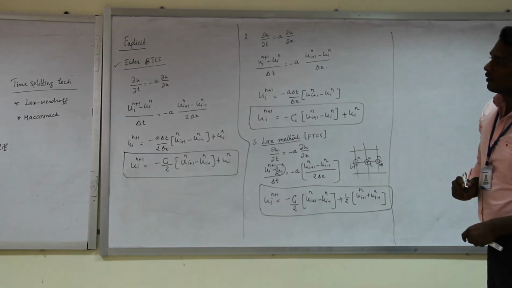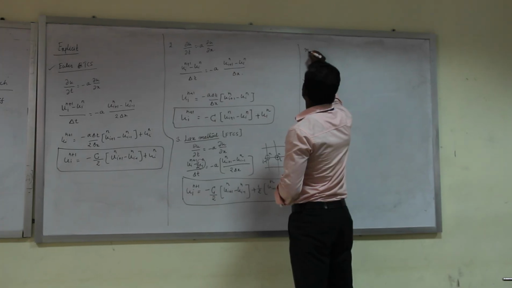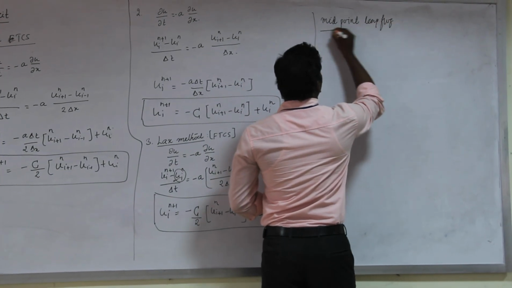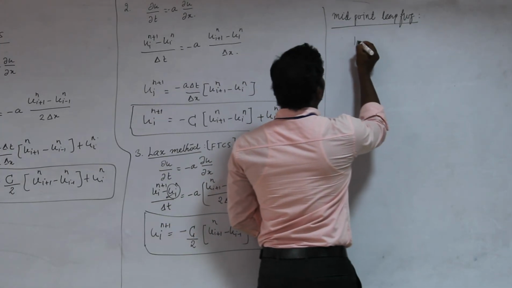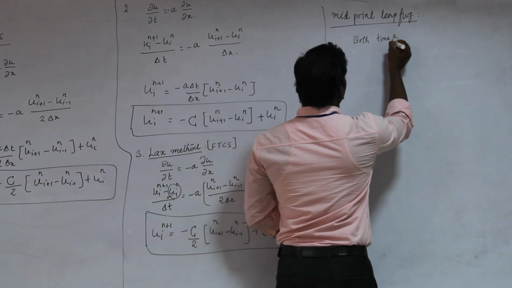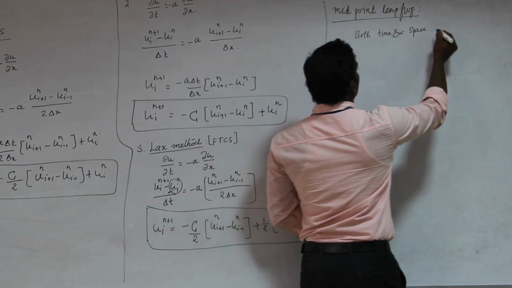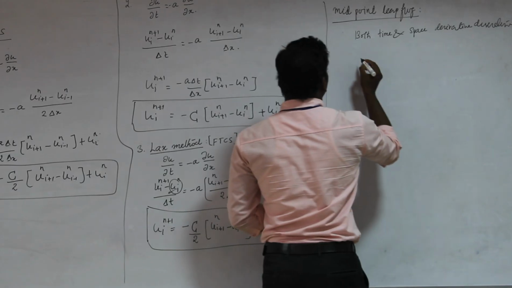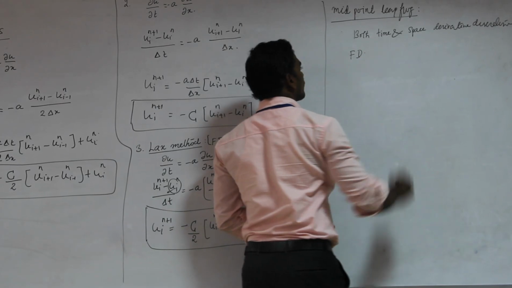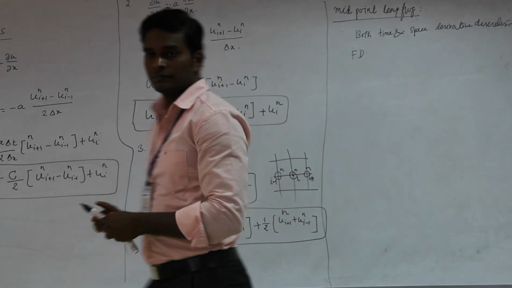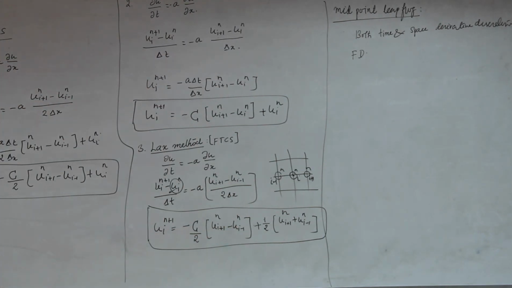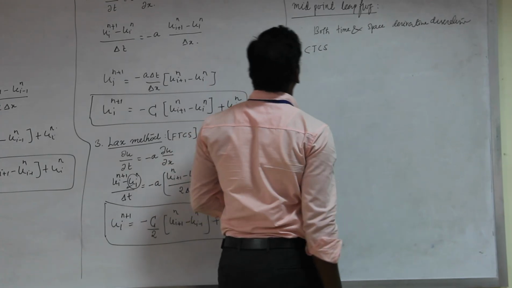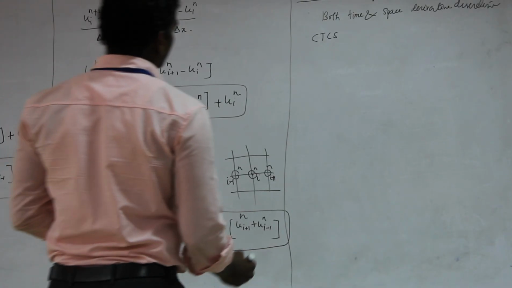Then the midpoint leapfrog method. So here, both time and space are discretized in a forward difference. Sorry, central difference. Central in time, central in space. Okay. CTCS scheme.